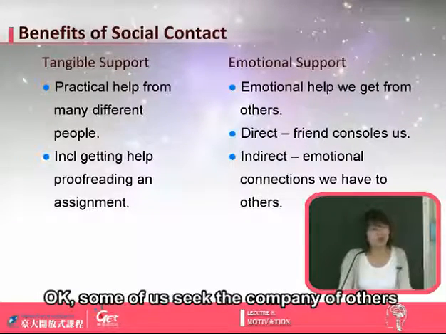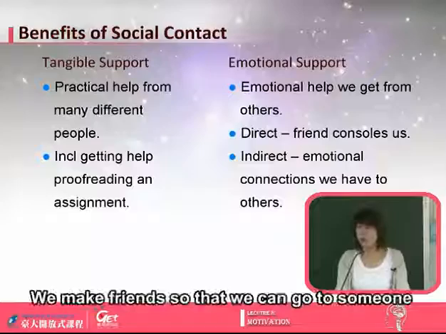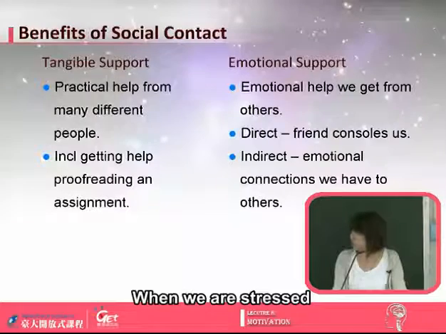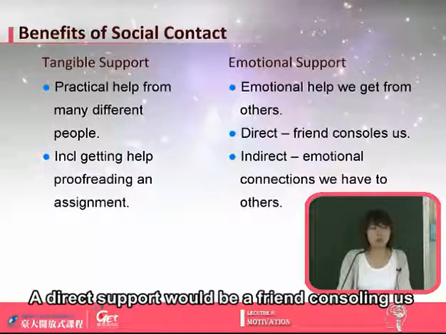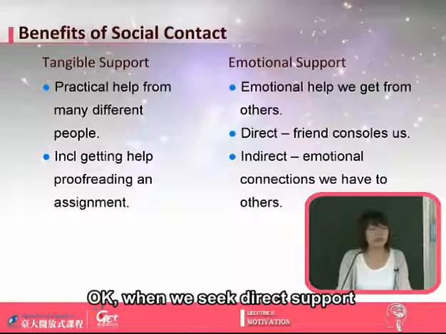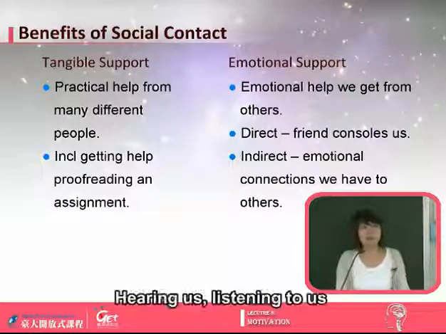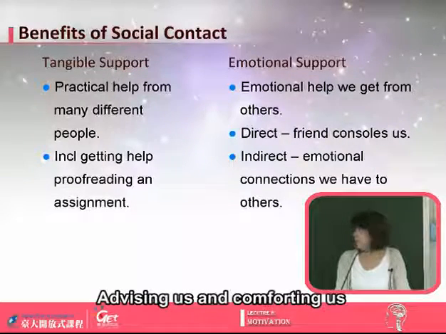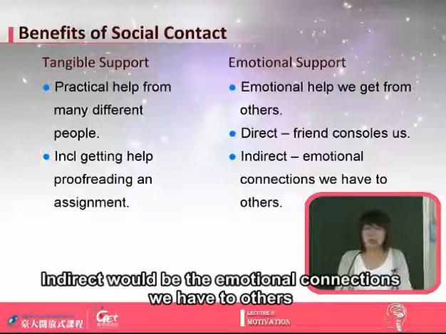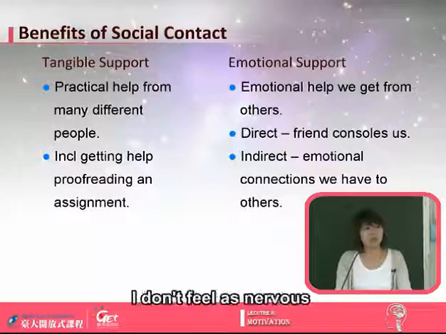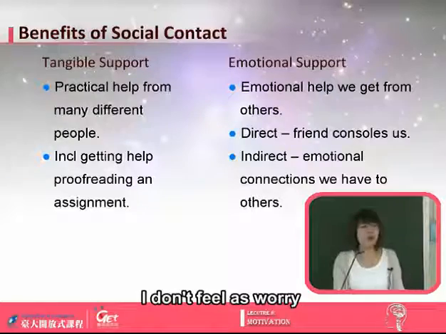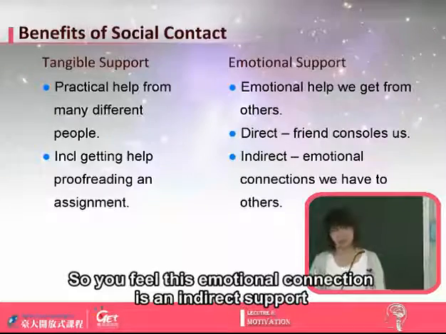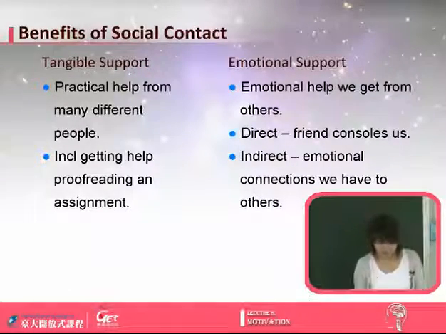Emotional support. Okay, some of us seek the company of others. We make friends so that we can go to someone when we're upset, when we're unhappy, when we are stressed. A direct support would be a friend consoling us. Okay, when we seek direct support, we have someone sitting with us, hearing us, listening to us, advising us, and comforting us. Indirect would be the emotional connections we have to others. I don't feel as nervous, I don't feel as worried because I know my classmates are feeling the same. So you feel this emotional connection is an indirect support.